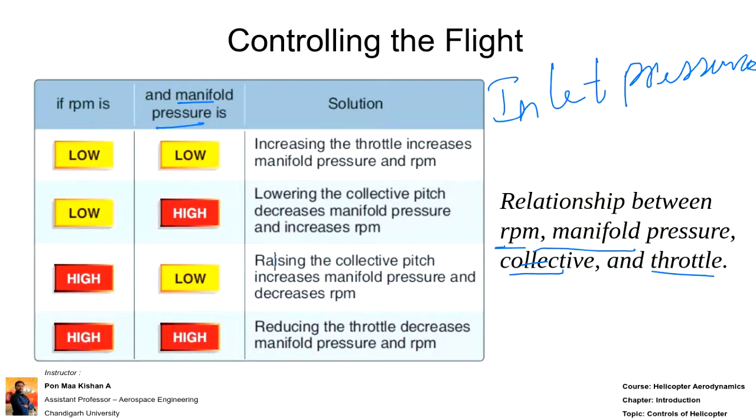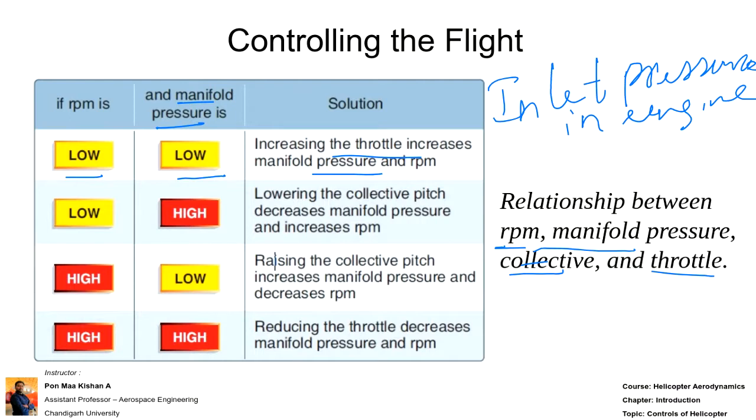Inlet pressure in the engine. Engine inlet pressure, okay? So when the RPM is low and the engine inlet pressure, that is manifold pressure, is low, what the pilot has to do is increase the throttle. It's like our accelerator. If he is increasing the throttle in the collective pitch control, the manifold pressure will also increase and the RPM will also increase.